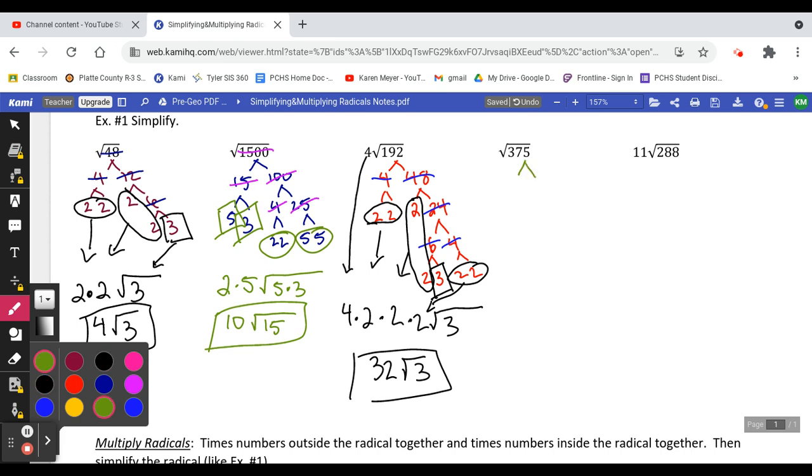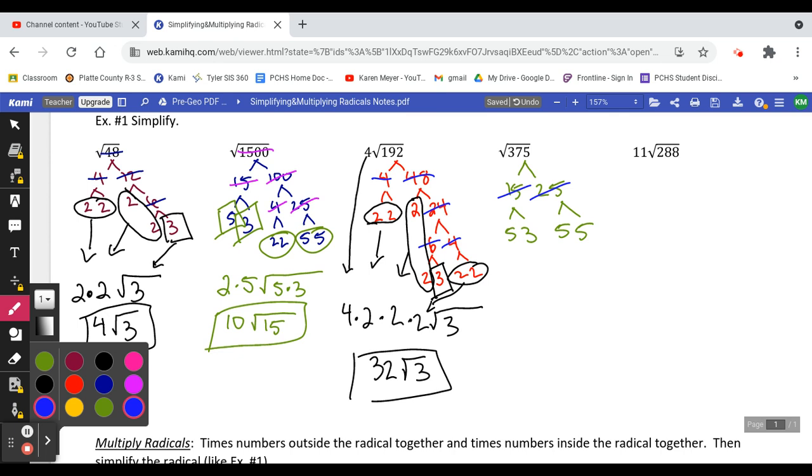Okay, next one. Break down 375 with a factor tree, sorry. So I'm going to go 15 and 25. 15 is 5 and 3. 25 goes with 5 and 5. Now remember, can't use 25, can't use 15.